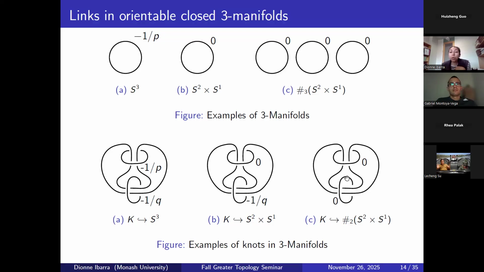So if we have disjoint unions of circles with 0 coefficient, that describes the connected sums of S2 cross S1, and then you just put a knot somewhere in here, and that describes a knot in the connected sums of S2 cross S1. Okay.